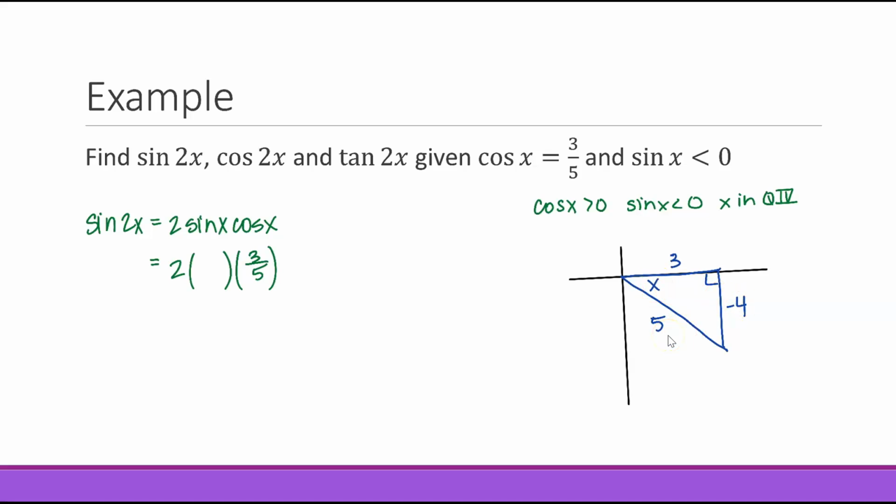Now that we have the triangle drawn, we can find sine of the angle because that's opposite over hypotenuse. So we're going to plug in negative 4 over 5. And then if we multiply all this out, this is like 2 over 1, so we just multiply across all the numerators. We have negative 8 times 3, so negative 24 over 5 times 5. Negative 24 over 25.